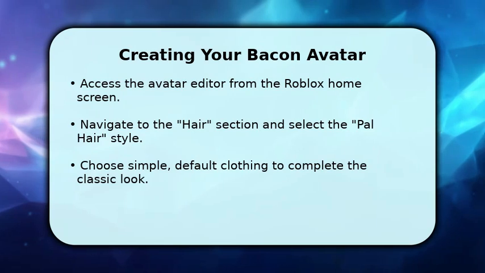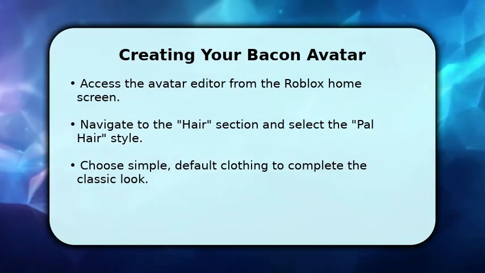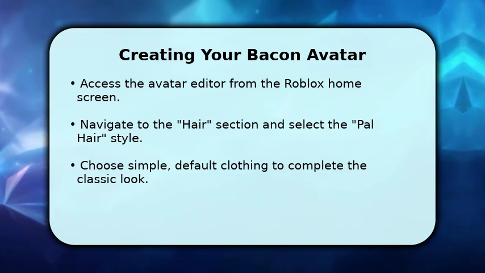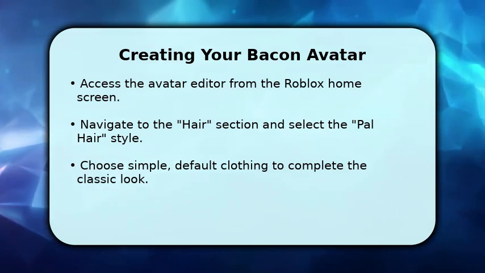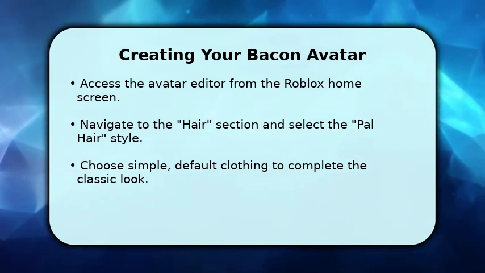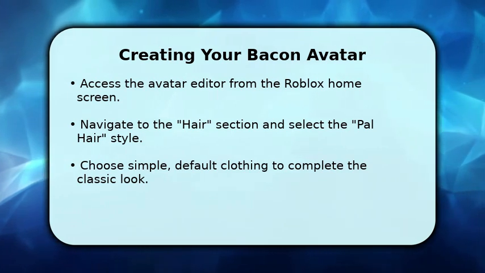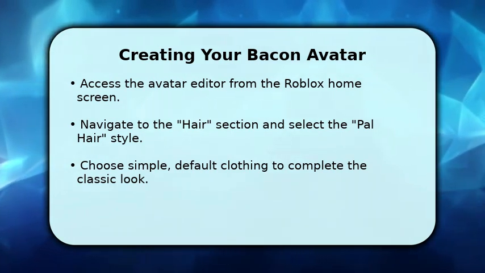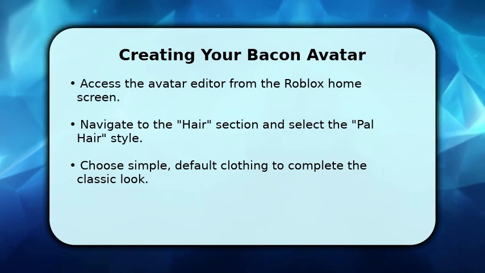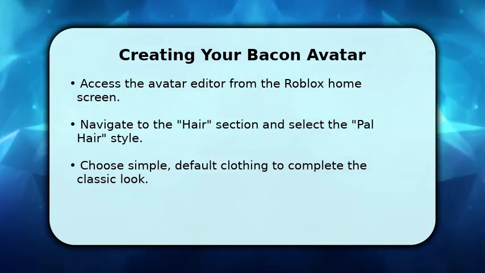To create your own bacon hair avatar, begin by opening Roblox and heading to the avatar editor. You'll find this option easily on the main menu. Once inside, look for the hair category. Scroll through the free options until you spot the distinctive brown and yellow hair. Select it, then pair it with basic, default clothing for that authentic new player vibe. It's a straightforward process to achieve this iconic style.